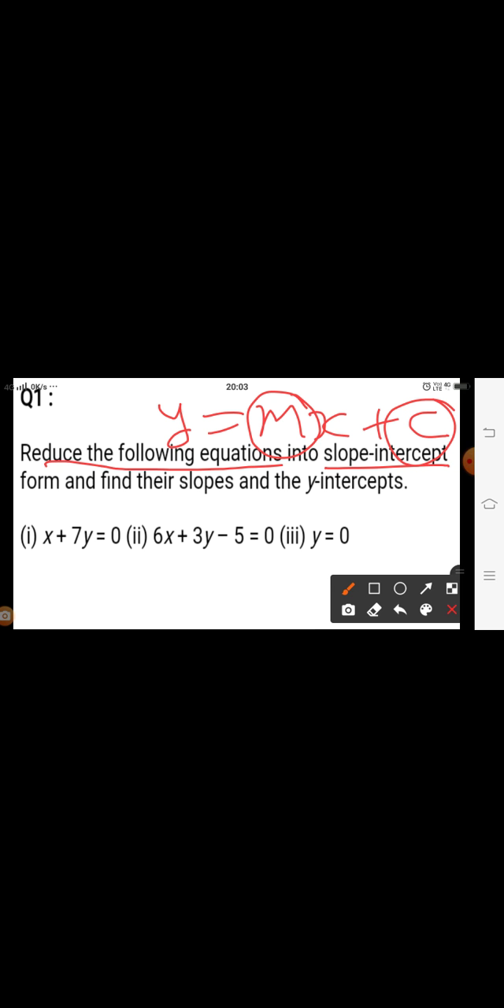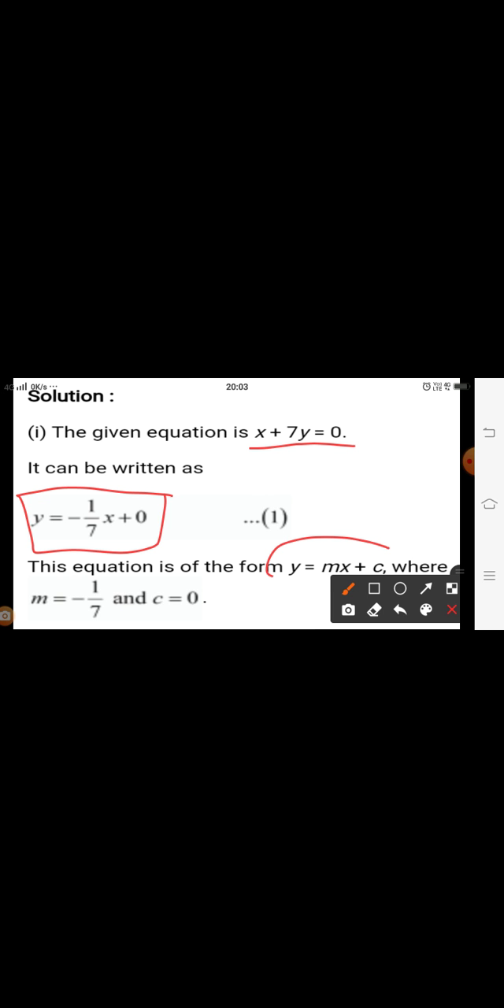Then let us reduce this. Three parts are given. I am going to solve the first part here. The equation given is x plus 3y equal to 0. Then this is written as y is equal to minus 1 upon 7 x plus 0. Comparing with the slope intercept form y is equal to mx plus c, clearly we observe the slope m equal to minus 1 by 7, and the y intercept we get as 0.